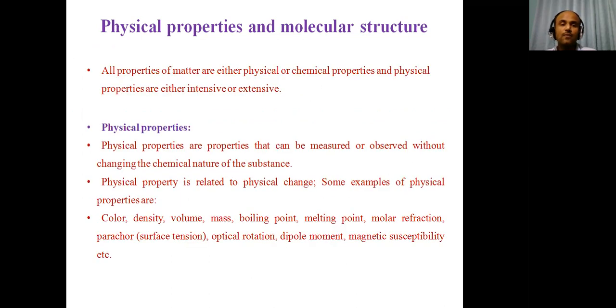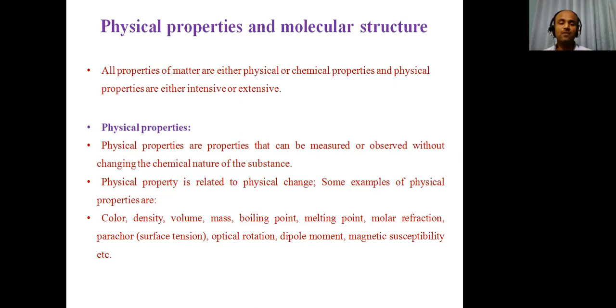So let us start with first, physical properties and molecular structures. All properties of matter are either physical or chemical, and physical properties are either intensive or extensive. So these are some terms related to these properties: physical property, chemical property. A property of a substance can be broadly divided into two types: physical and chemical properties. And in thermodynamics, we have also divided properties into two types: intensive property and extensive property.